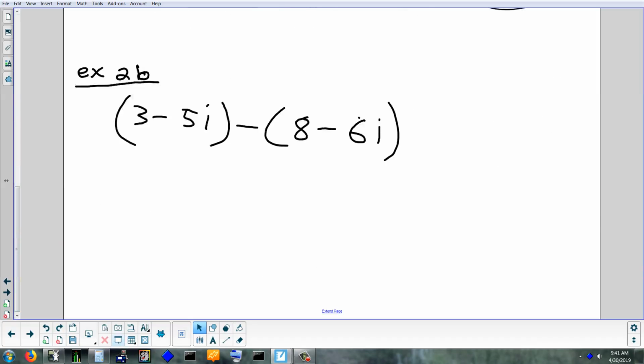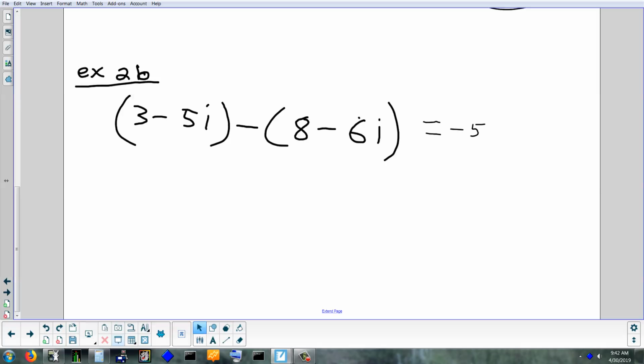All right, so we got 3 minus 5i minus 8 minus 6i. Ben, what's going to be my real part when I subtract here? Negative 5. Yeah, negative 5. And now be careful with the imaginary part. 11. No, not 11. Negative 11.